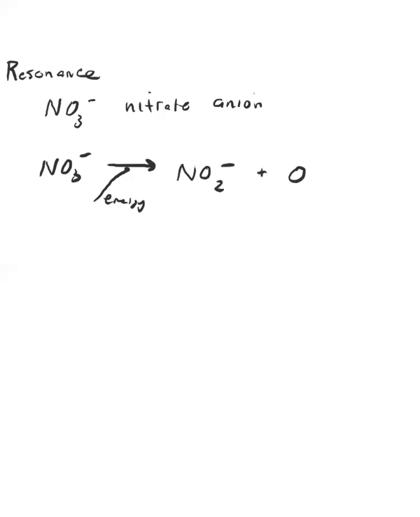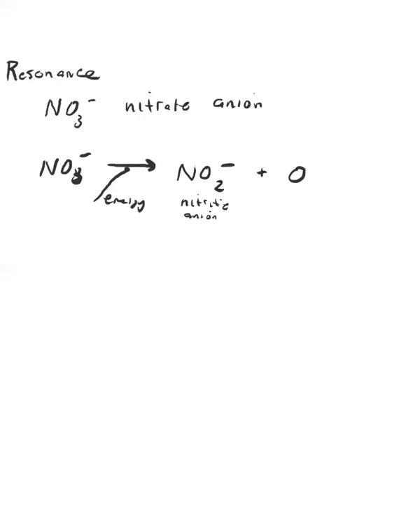Okay. You break off an oxygen atom, right? So the nitrate had 3 oxygens. Now it has 2. It's now a nitrite ion. So this is actually called nitrite. And an oxygen atom, right? And then you do the same thing.